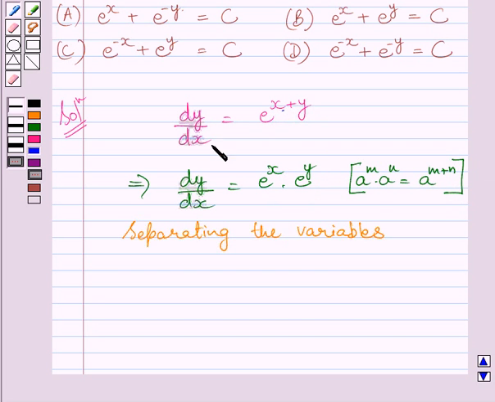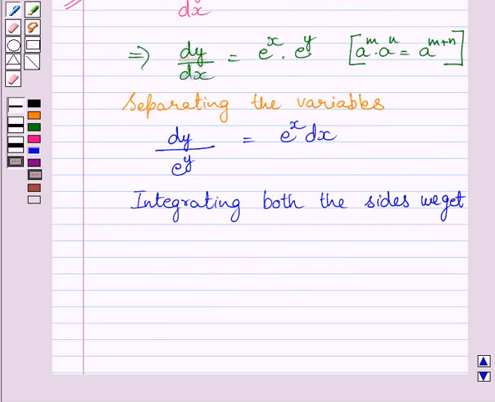Now separating the variables of this equation, we get dy upon e raised to the power y is equal to e raised to the power x dx. Now integrating both the sides, we get integral of dy upon e raised to the power y is equal to integral of e raised to the power x dx.